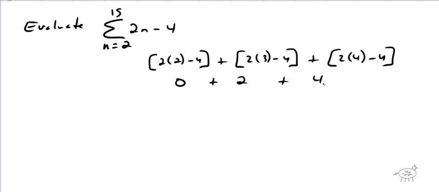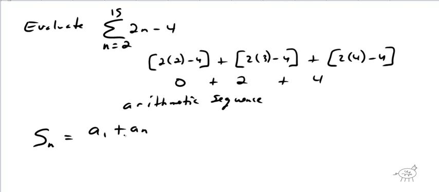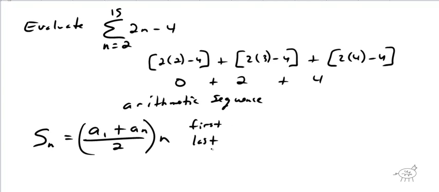And if it's an arithmetic sequence, let's write this down. That means we have a nice little friendly formula to figure out the sum of an arithmetic sequence. That's what this is. But we need a couple things. So let's write out what we need. S sub n equals a sub 1 plus a sub n over 2 times n. Remember, a sub 1 is the first term, so we need the first term. A sub n is the last term. And n is the number of terms.